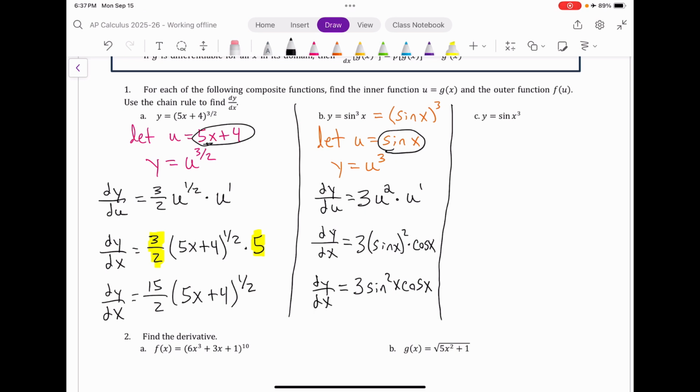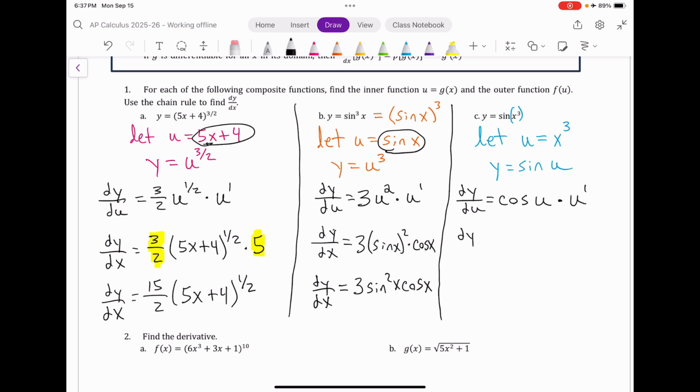Now if we look at part C, what's the inside function there? Well, the inside function would be x cubed. So we're going to let u equal x to the third power, because that's implied to be in the function. So y equals sine of u, so the outside function is sine. When we take the derivative of y with respect to u, it would be equal to cosine of u times the derivative of u.